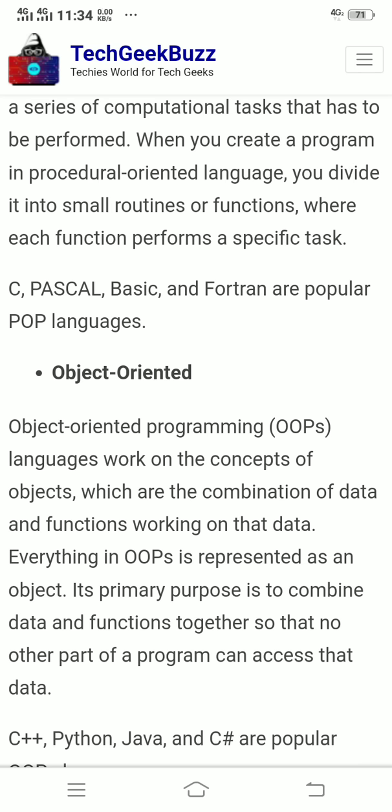So I hope that you are deeply informed and get full knowledge about the programming types and languages. And today was our topic, the difference between low level language and high level programming language.